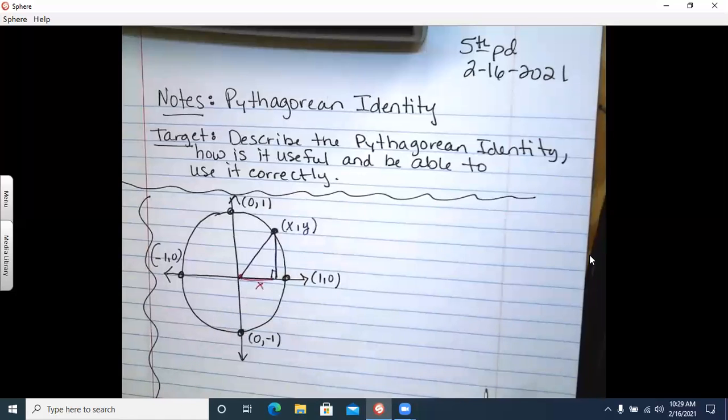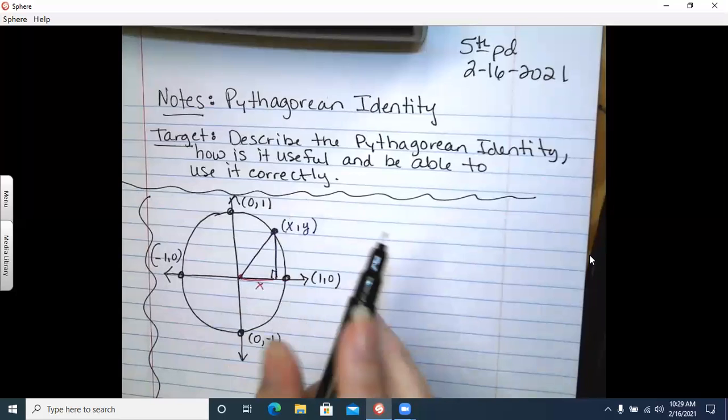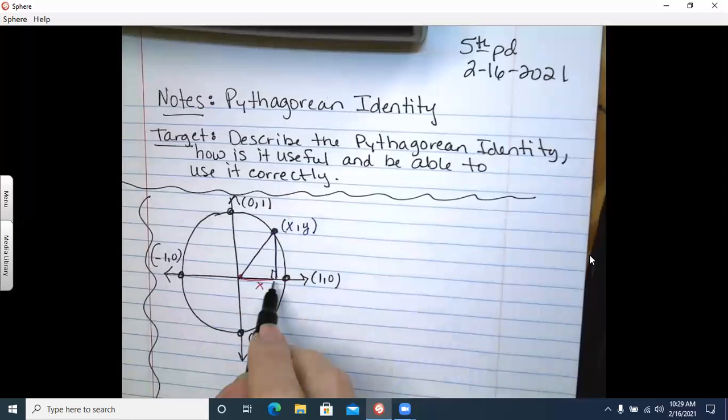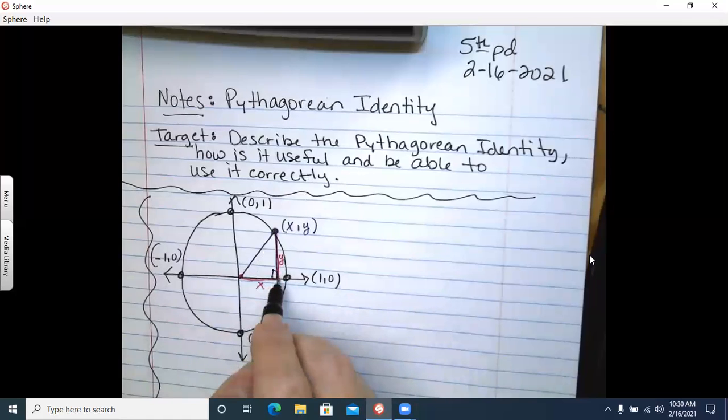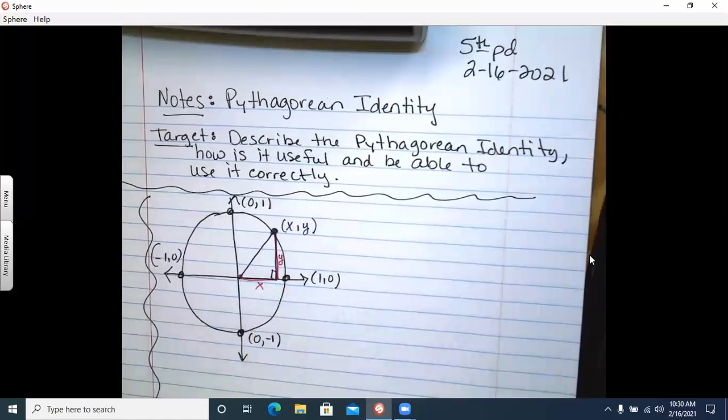Your y is the distance from where that little line segment on the x-axis met up with the circle. So basically that's the length of the part of the triangle that is parallel to the y-axis, right? That's where you get that ordered pair from. And then we know in a unit circle, the hypotenuse always has a length of what? 1.